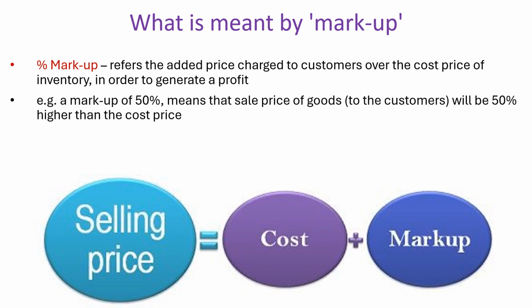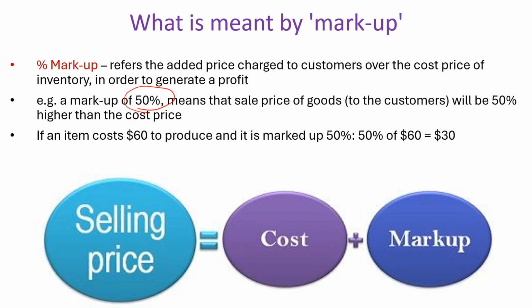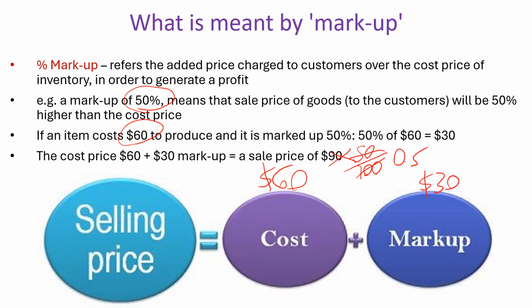So let's say we have a markup of 50% on our item, the difference between our cost price and our sale price. And let's say our item costs $60 to produce. If we go down here, cost price of $60, 50% as a fraction is 50 over 100, that's half. The 60 times 0.5 or half is a markup of $30. So to work out our sales price, we just add the cost plus our markup, and we end up with a sale price of $90.